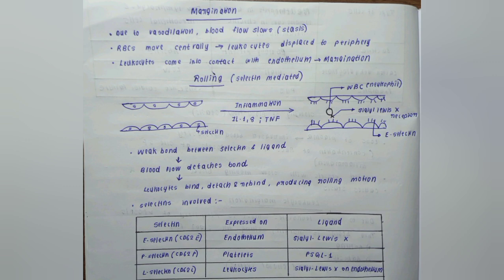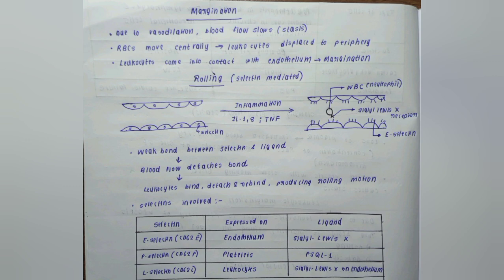See, the velocity of the blood flow is slow, right? Because of that, the contents present in the blood, which were moving along with the current of blood, now go to the periphery. So this leukocyte has been displaced to the periphery. In the periphery, what is present? Endothelial cells are present. So leukocytes come into contact with the endothelium, which is known as margination.